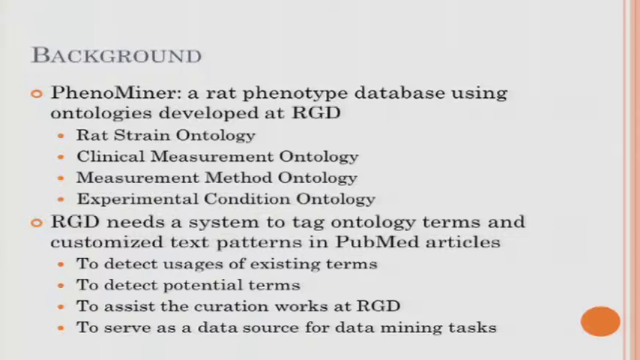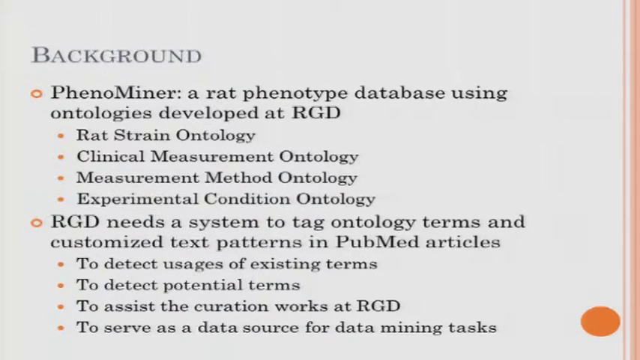PhenoMiner is a project at RCT, and we host a lot of phenotype data, and those phenotype data were curated at RCT by curators, and we use four ontologies to organize this phenotype data. The ontologies were developed at RCT, so we have RGD strain, clinical measurement, measurement method and experiment condition, to use ontology to search what is being measured and how they are measured.